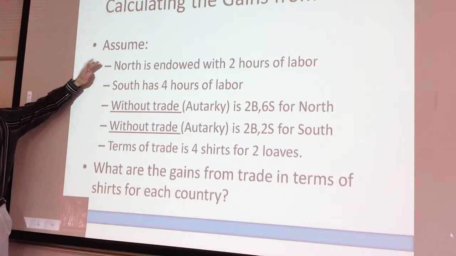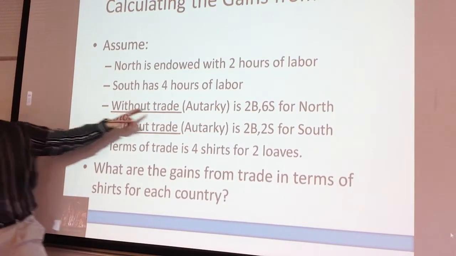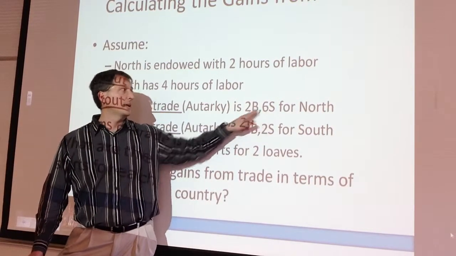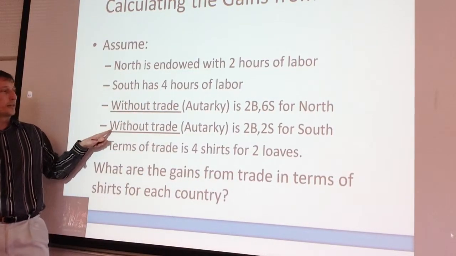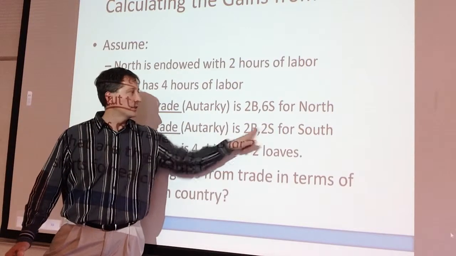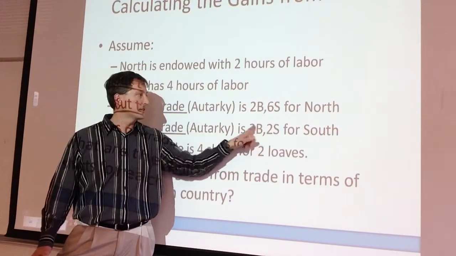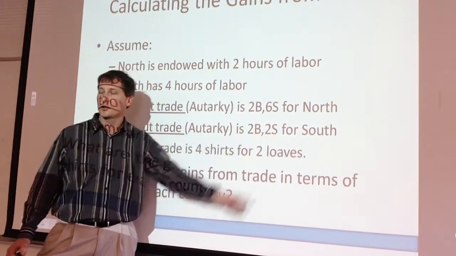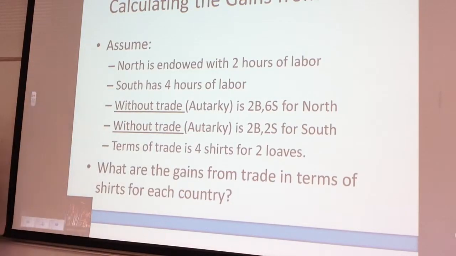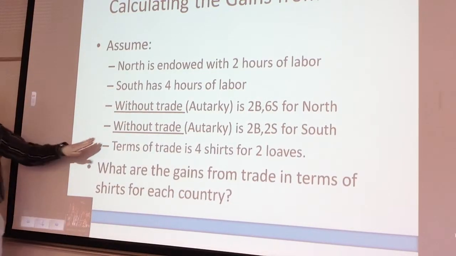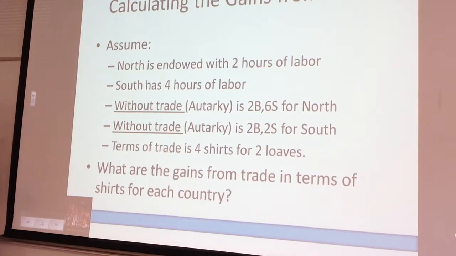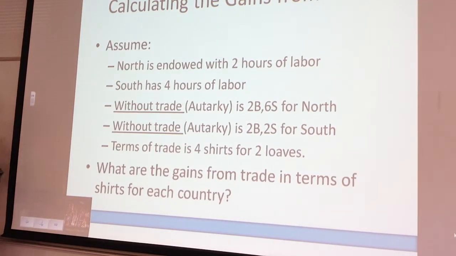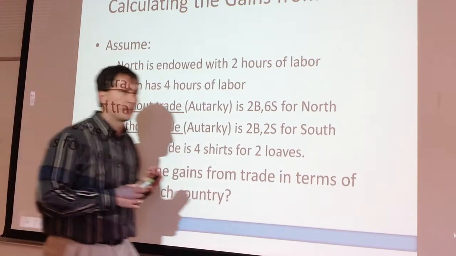If they've got 2 hours of labor in the north, let's assume, again, that they're going to spend an hour doing each. And without trade, they're going to split their 4 hours into 2 to bread, 2 to shirts for the south. And then let's assume that the terms of trade are 4 shirts for 2 loaves of bread. 4 shirts for 2 bread. What are the gains from trade in terms of shirts for each country?